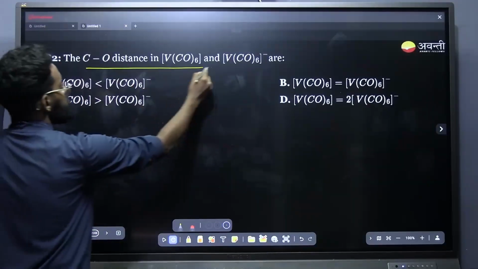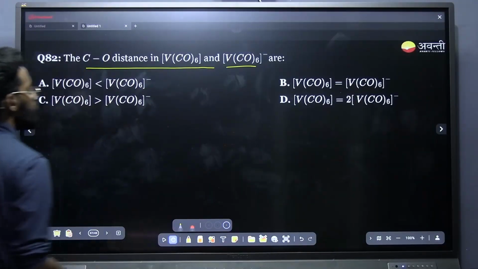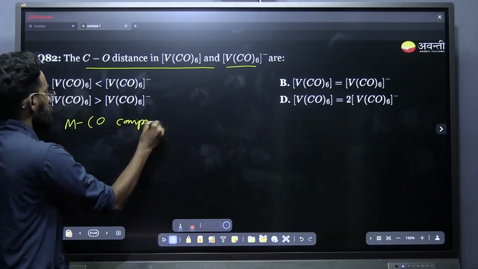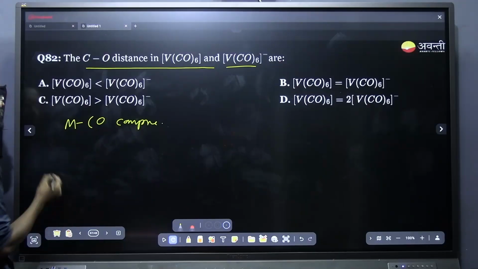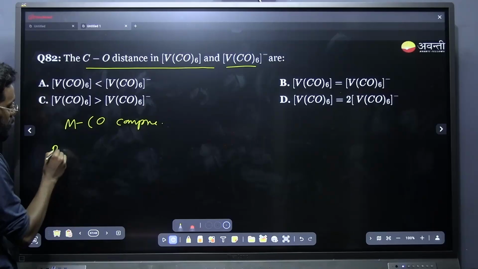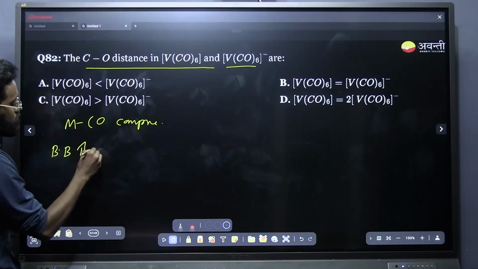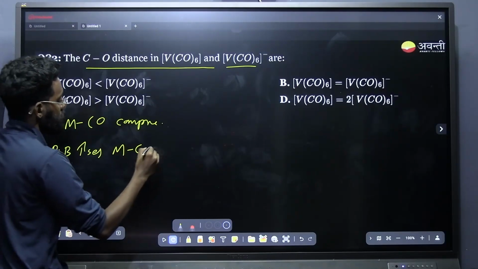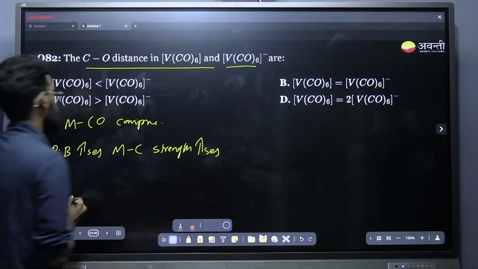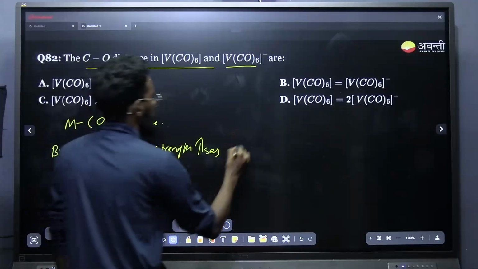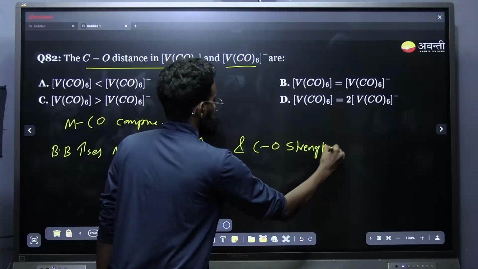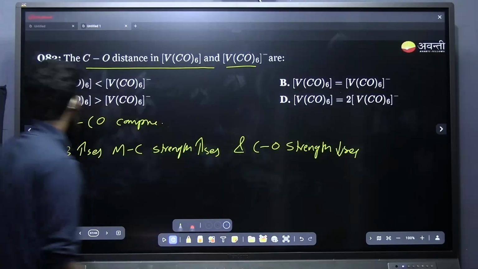CO distance in VCO6 and VCO6 minus. How can we find it? This is a metal carbonyl complex, M-CO complex. It's a very easy concept only. I will be telling you. That is back bonding. If back bonding increases, metal-carbon bond strength increases, and carbon-oxygen bond strength decreases. How can we increase the back bonding?